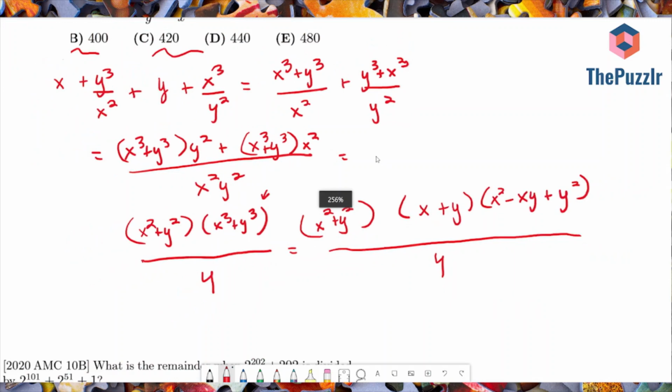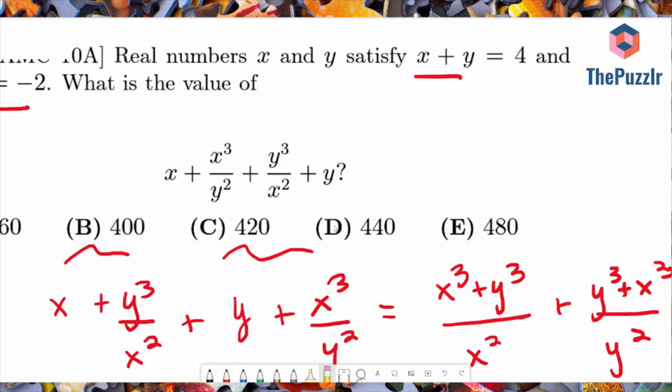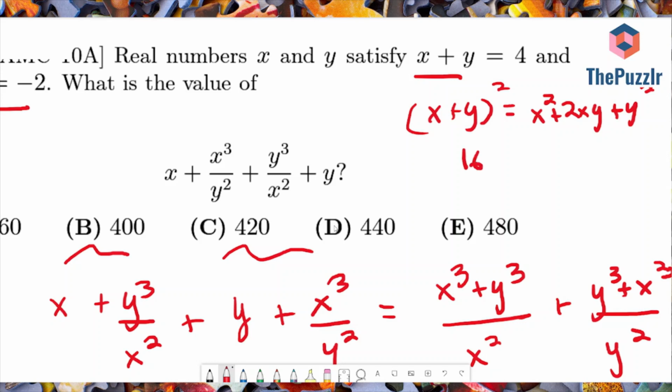But here's a cool type of manipulation that you can do to find that. x plus y squared equals x squared plus 2xy plus y squared. And we know this from our identity that we learned earlier. We know what x plus y is, so x plus y squared, x plus y is 4, so 4 squared is 16, is equal to x squared plus y squared. And we also know what xy is, so 2 times xy is negative 2, so 2 times negative 2, that gives us minus 4. So x squared plus y squared, that's just equal to 20.